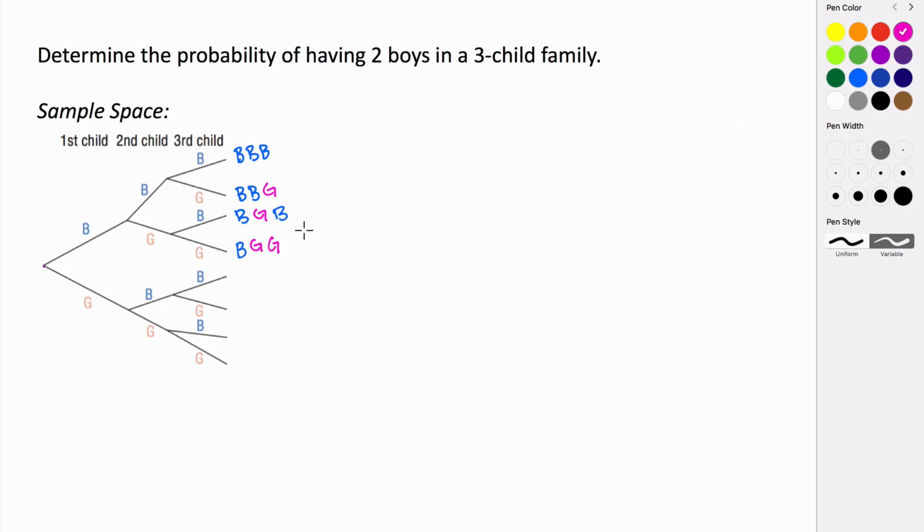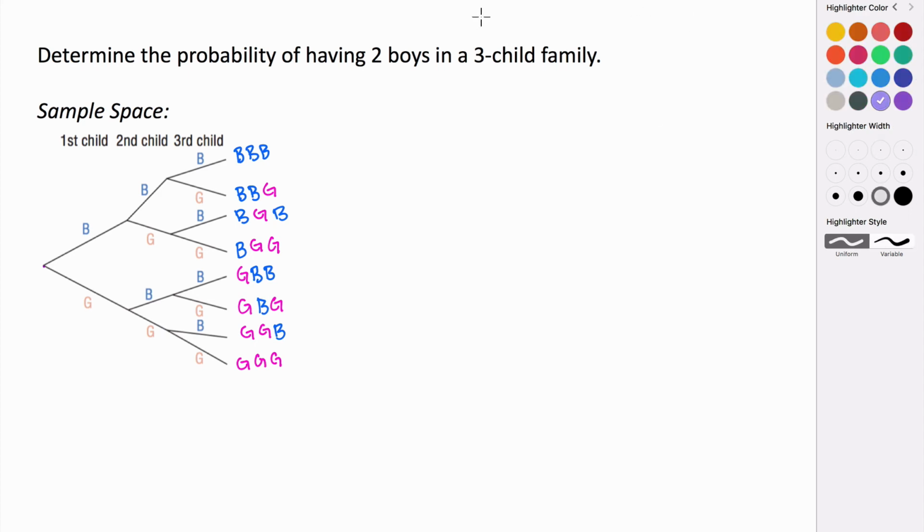and then 2 girls. Now, if you had a girl first, you could have a girl, and then you could have 2 boys. So you'd have a girl and 2 boys. Or you could have a girl, then a boy, then another girl. Or you could have had 2 girls, then a boy. Or you could have had all 3 girls, girl, girl, girl. So this right here is the sample space of having a 3-child family. So there are 8 different ways that you could have a 3-child family.